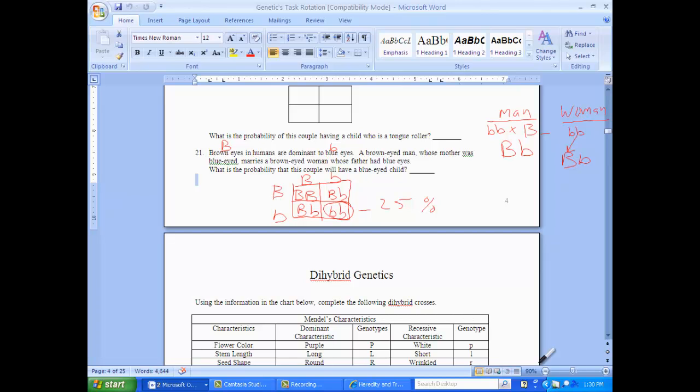Yep. If somebody has a heterozygous dominant, does that mean they're less able, worse at blowing the tongue? No. Not at all.